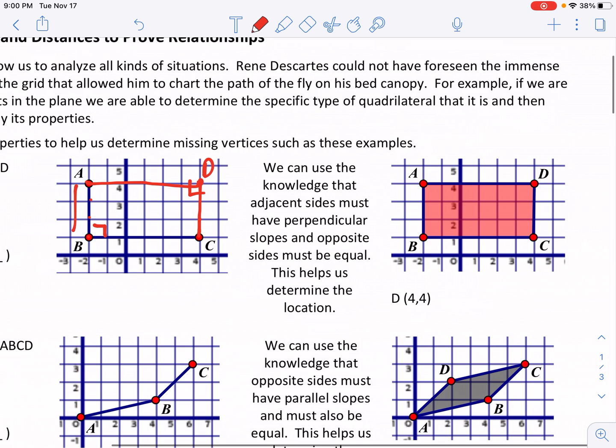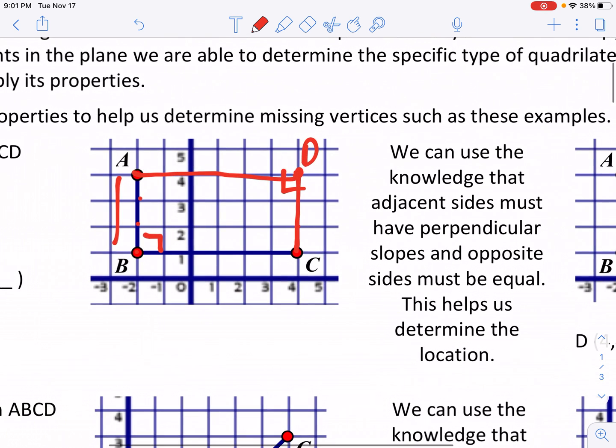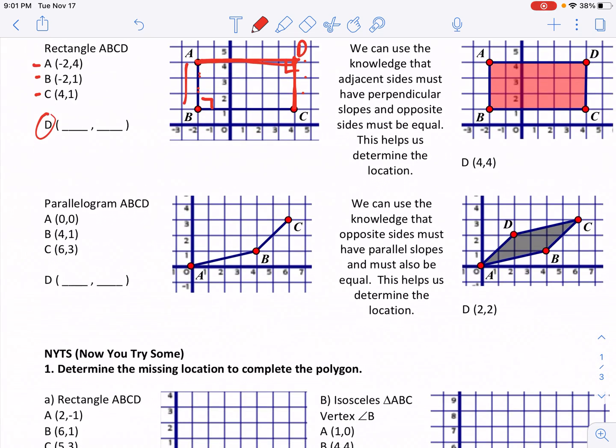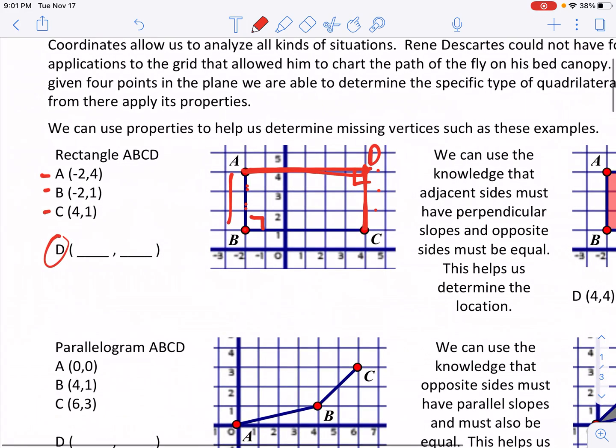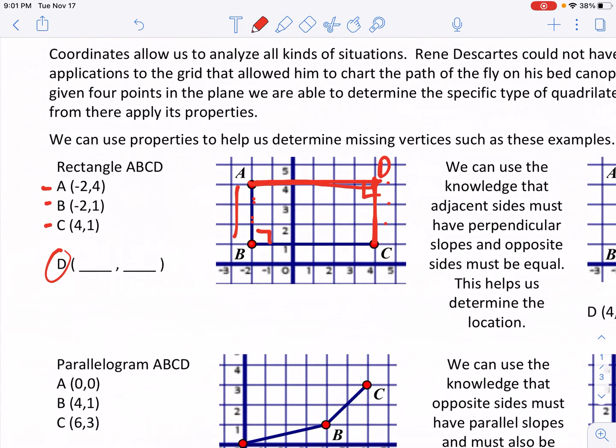It says we can use the knowledge of adjacent sides, like we talked about, that have perpendicular slopes, and opposite sides must be equal in measure. So CD was 1, 2, 3, just like AB is 1, 2, 3, and then also we have our 90-degree angle formed by our perpendicular lines. Similarly, I forgot to write the point. It looks like (4, 4). So this is the point (4, 4), so that's what D is.